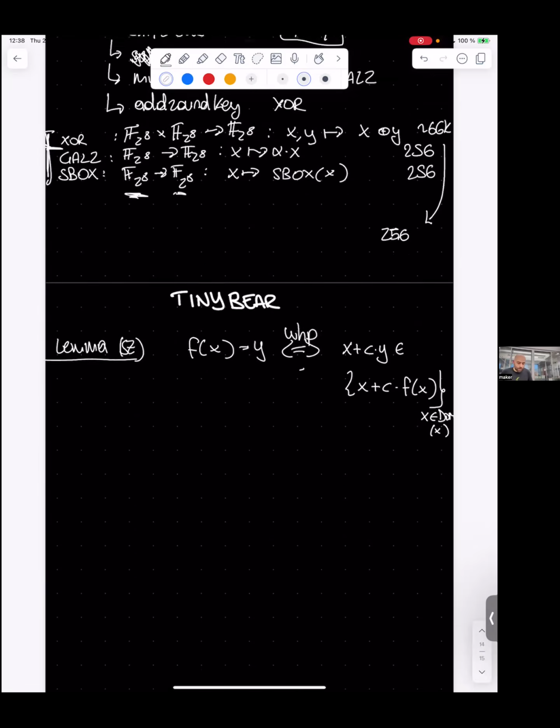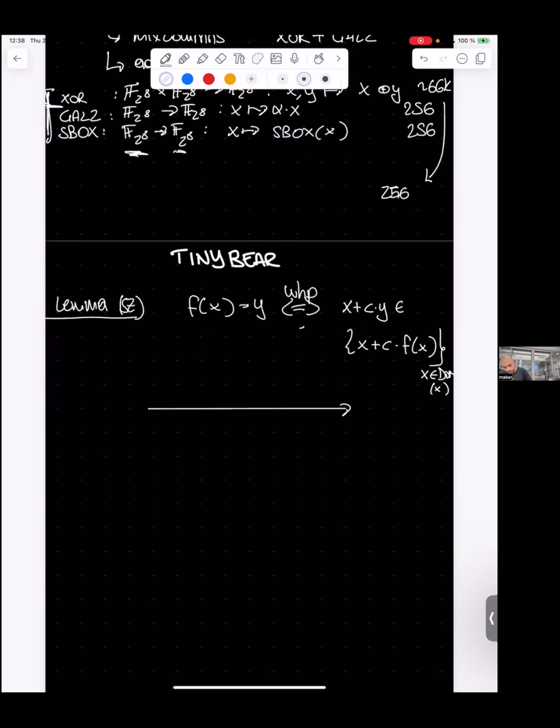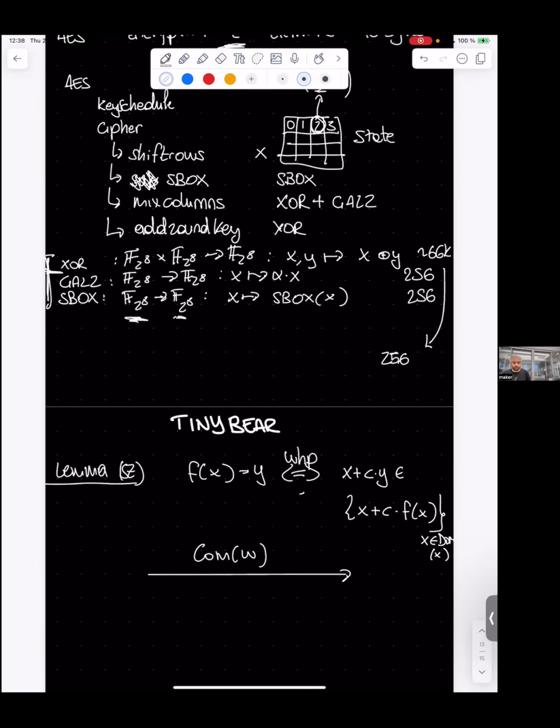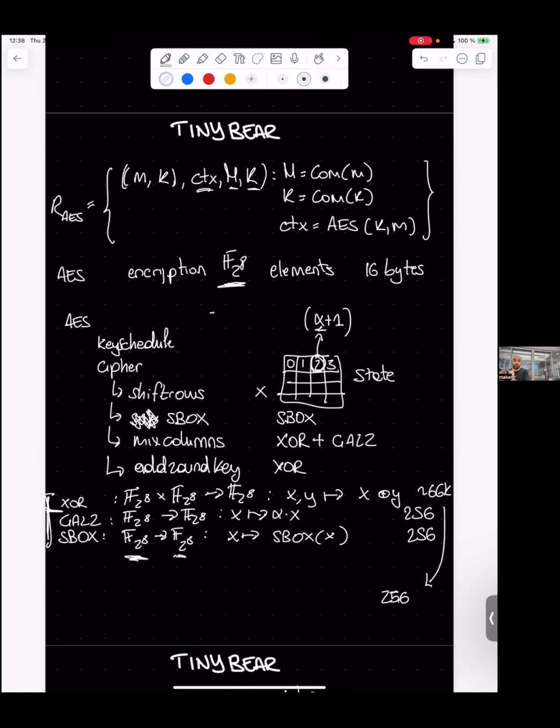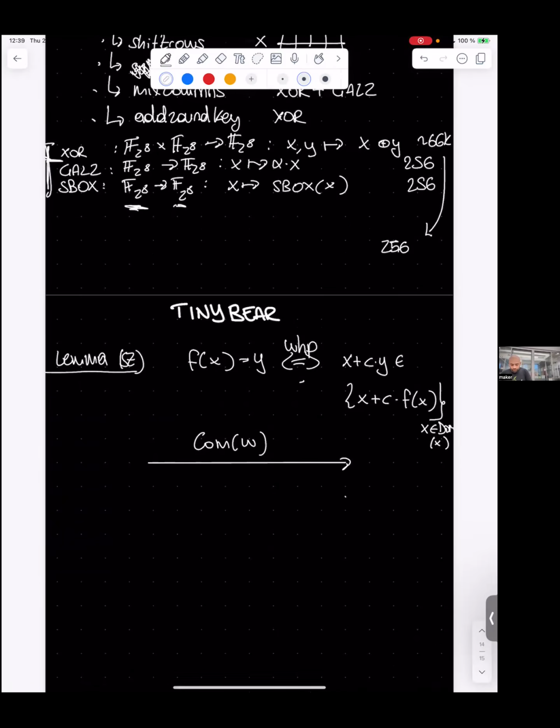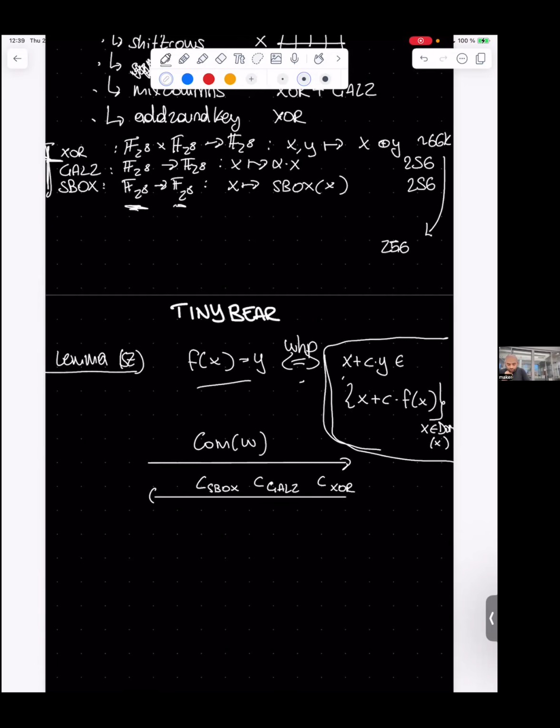So roughly speaking, how does the protocol work? The prover will send a commitment to the witness. What is the witness? All the intermediate states of the AES computation, as I described here. The verifier will send a few challenges, one for the S-box, one for the Galois multiplication, and one for the XOR table. And then, instead of checking the function evaluation, we will be checking that all these elements are in the possible function evaluations that we wanted to have before.